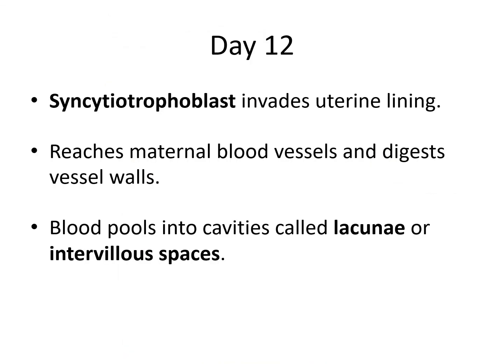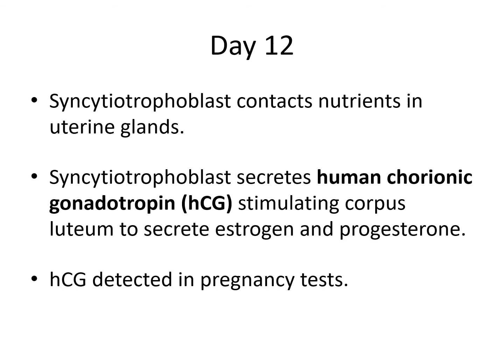By day 12, the syncytial trophoblast invades the uterine lining, and so what happens is the maternal blood vessels become digested, forming pools of blood called lacunae, or intervillous spaces. And by doing so, the syncytial trophoblast reaches the nutrients in the uterine glands. It also begins producing human chorionic gonadotropin. Okay. That will stimulate the corpus luteum to secrete estrogen and progesterone to maintain the pregnancy. And remember, HCG is what's detected in pregnancy tests.